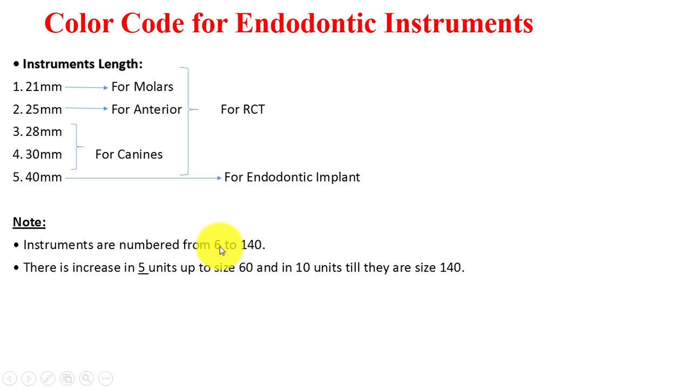Instruments are numbered from 6 to 140. From 10 to 60, there is an increase in 5 units. But from 60 to 140, there is an increase in 10 units.